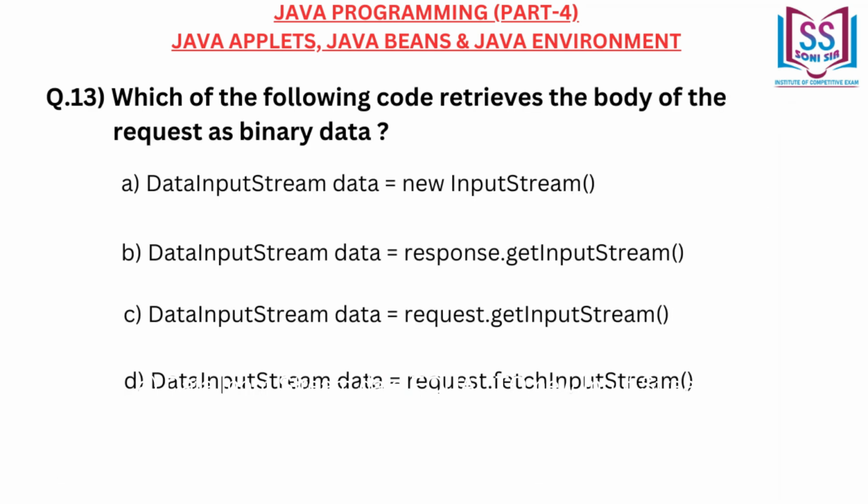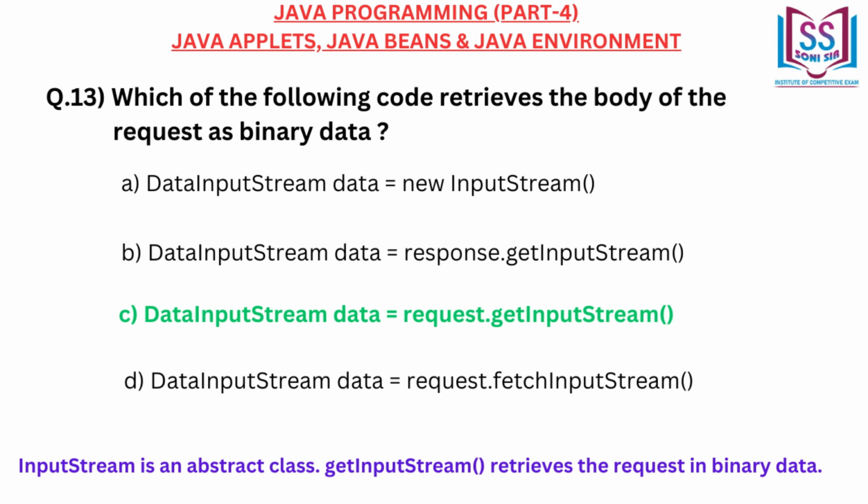Which of the following code retrieves the body of the request as binary data? A. DataInputStream data = new InputStream. B. DataInputStream data = response.getInputStream. C. DataInputStream data = request.getInputStream. D. DataInputStream data = request.fetchInputStream. Correct answer C. DataInputStream data = request.getInputStream. InputStream is an abstract class. getInputStream retrieves the request in binary data.